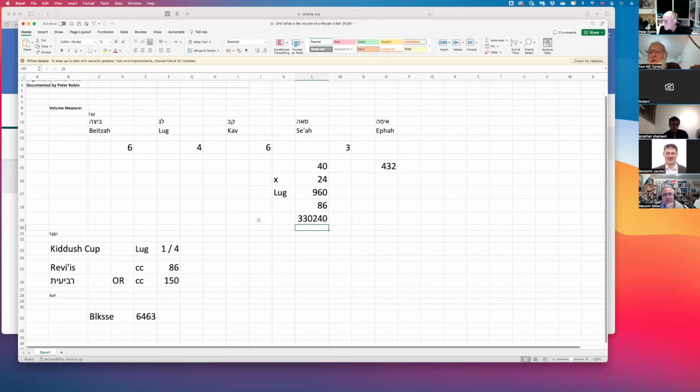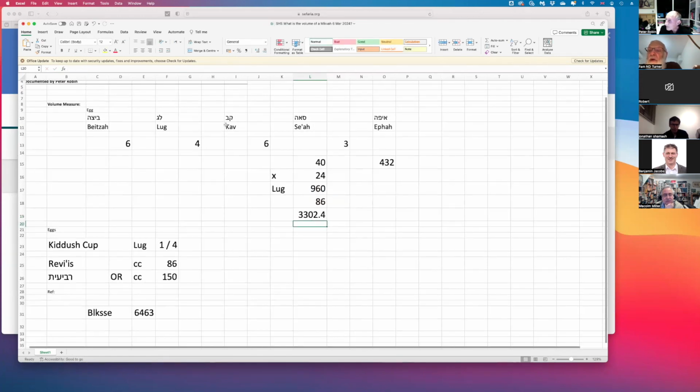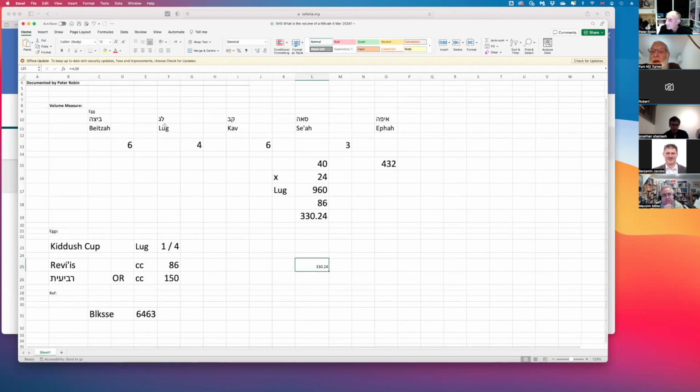Ah, there you go. So about 330 liter, correct? Whoa, you've dropped the decimal place there. Sorry, it's my fault. Yes. So drop that down to where it says the revius at 86, that number 330. On the same column, drop down the 330. Yes, that's where it should go.